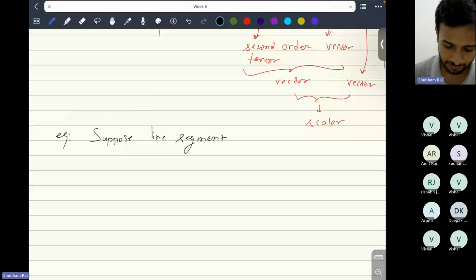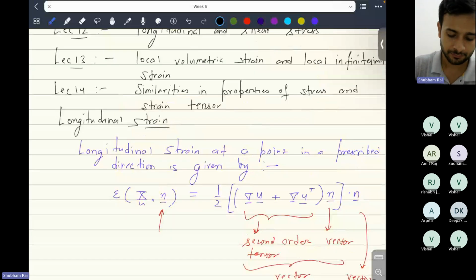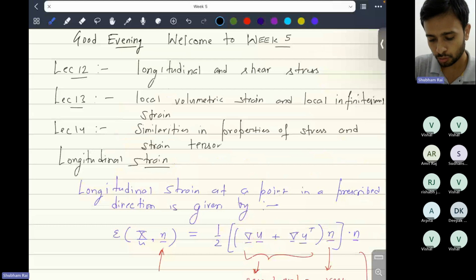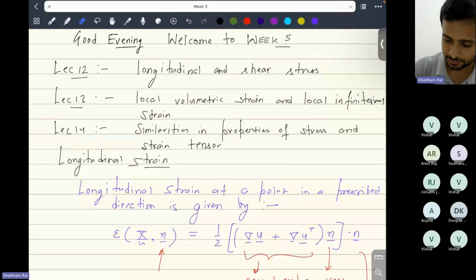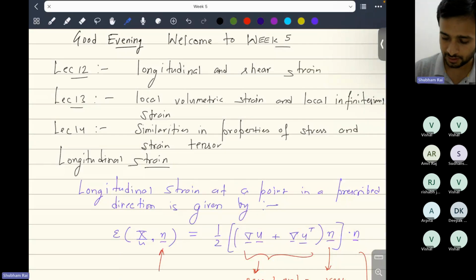Okay, so I have explained to you that in lectures 12, 13, 14 we have covered longitudinal and shear strain. That will be strain, not stress. Local volumetric strain and local infinitesimal strain and similarities in properties of stress and strain tensor.